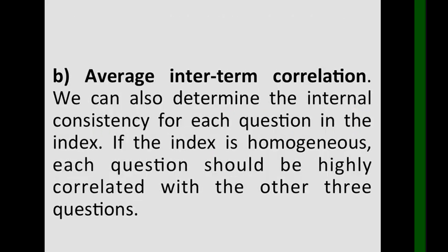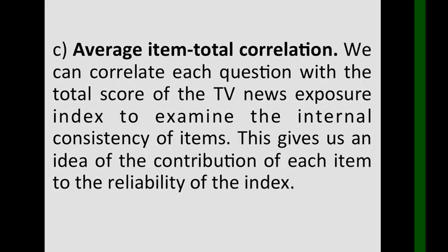Okay. The average inter-term correlation, we can also determine the internal consistency for each question in the index. If the index is homogeneous, each question should be highly correlated with the other three questions. The average item total correlation. We can correlate each question with the total score of the TV news exposure index to examine the internal consistency of the items. This gives us an idea of the contribution of each item to the reliability of the index.